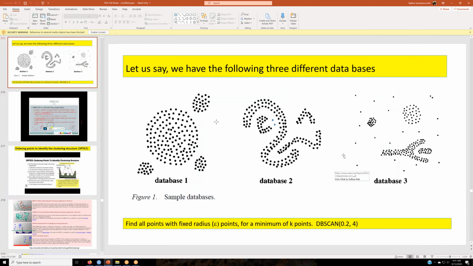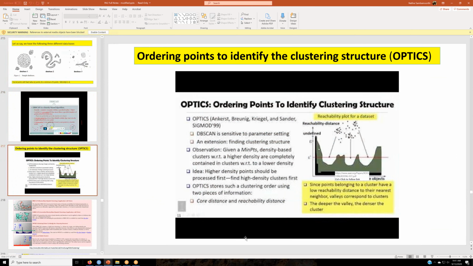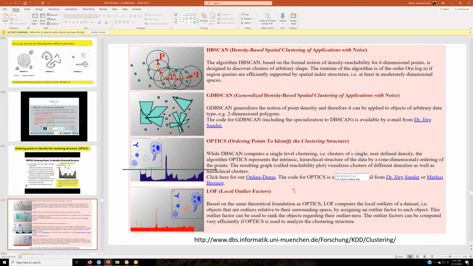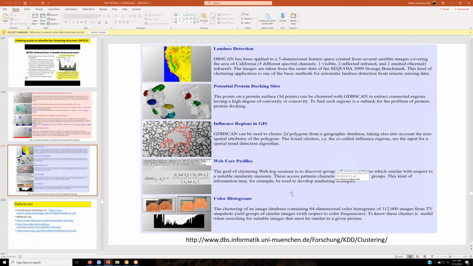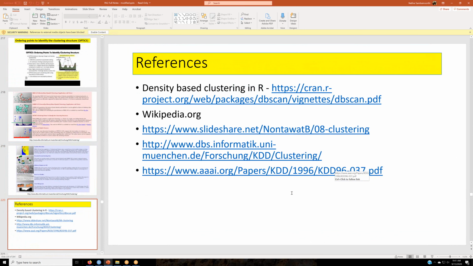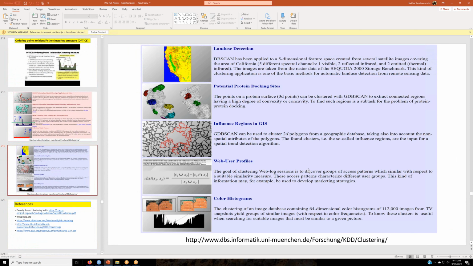It's very fascinating. There is a reference here, and I will also give you that one. The reachability is beautifully explained there with some kind of a GIF. Okay, I will send it to you later on. So my point is that this is highly applicable in these application cases. User web profile, if you want. They have used this in the case of user web profile clustering, color histograms, potential protein docking sites in biology, as well as land use detection.